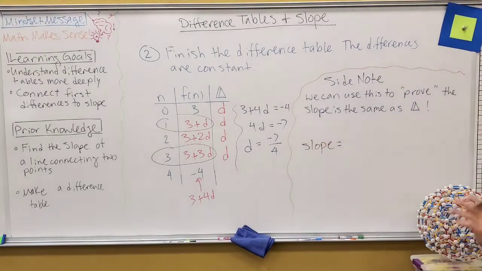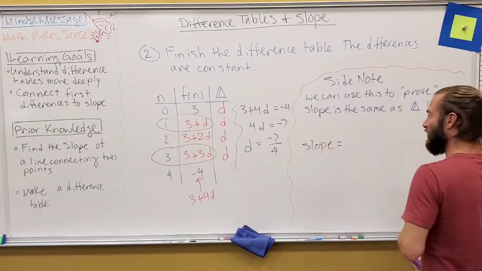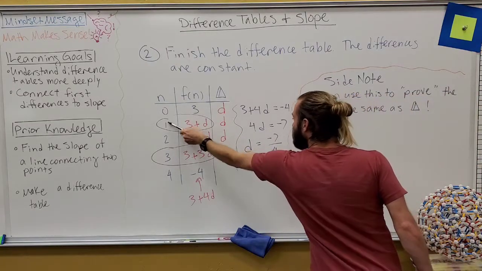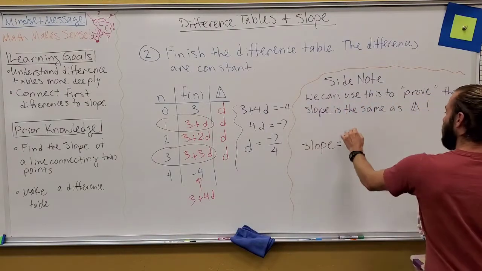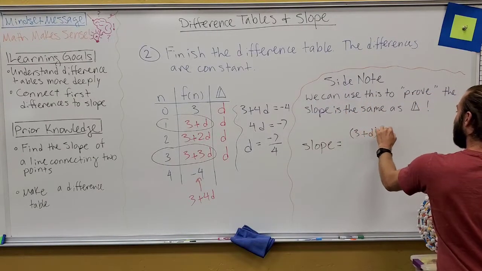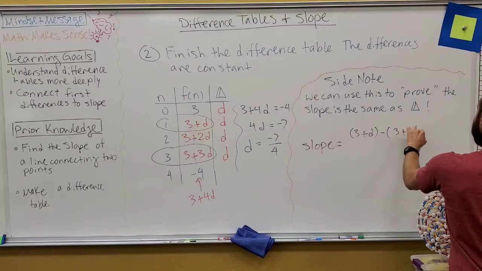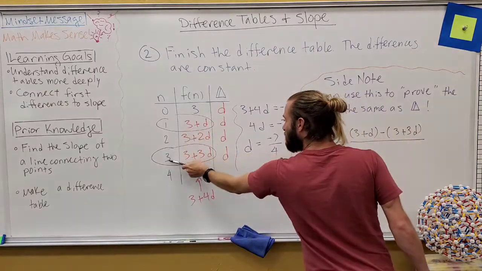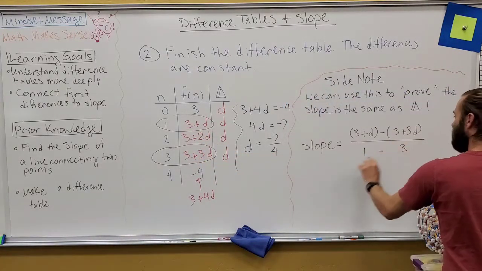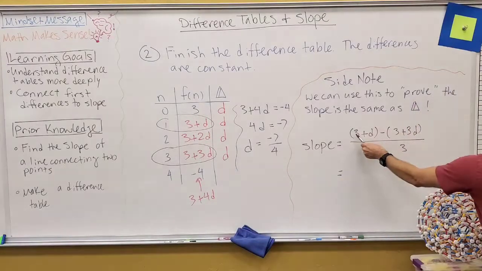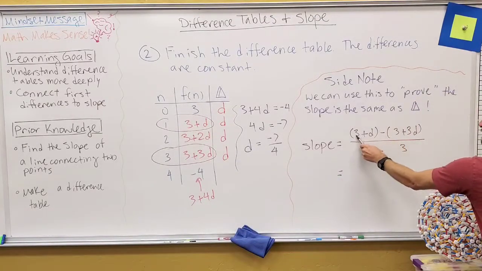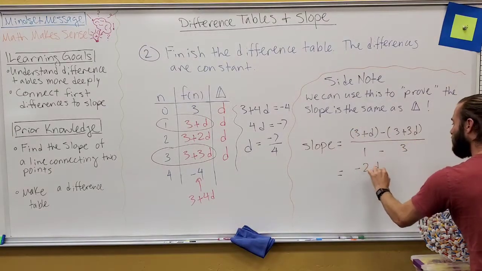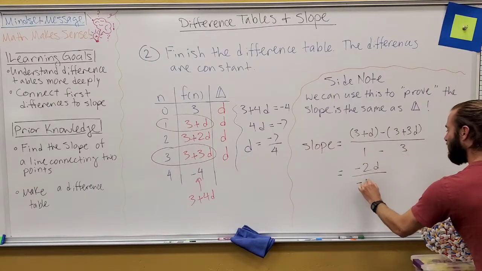remember, it's change in y over change in x, right? The change in y just means the difference between the y values, and then the difference in the x values. So I could do 3 plus d minus (3 plus 3d) all over 1 minus 3. And then what I get here is, 3 minus 3 is gone, d minus 3d gives me a negative 2d on top, and 1 minus 3 gives me a negative 2.